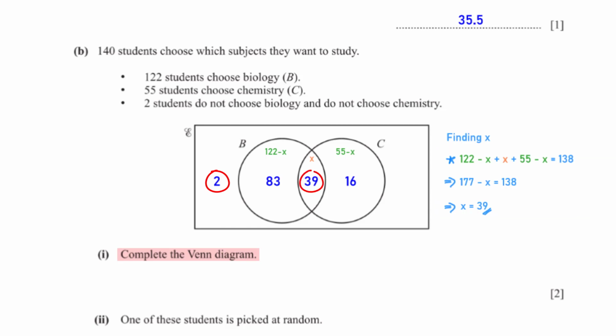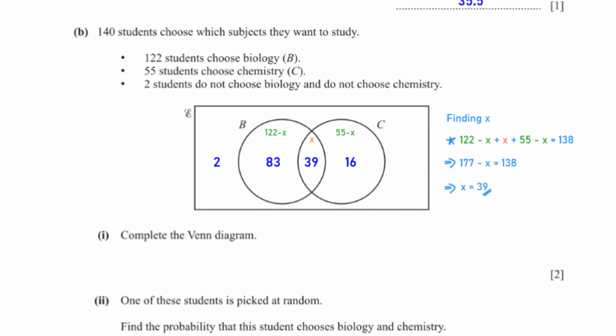So the number in this region is 39, and in this region we have 122 minus 39, which is equal to 83, and in this region we have 55 minus 39, which is equal to 16.